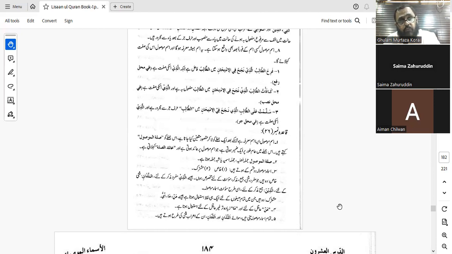So al ismul mawsul with silatul mawsul, that becomes what? A mufrad completely, or a murakkab of al ism al mawsul and silat al mawsul, that becomes what? One thing in grammar that refers back to something.